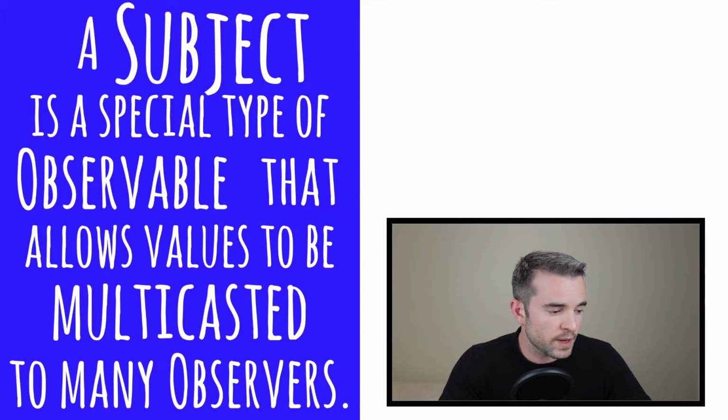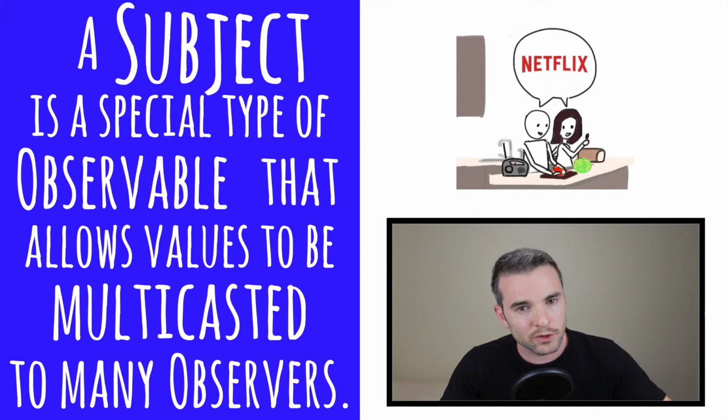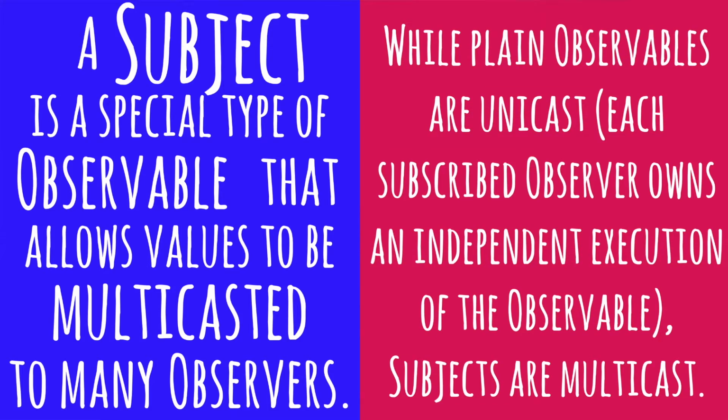Subject is another word that we can easily fit into the metaphor. According to RxJS, a subject is a special type of observable that allows values to be multicasted to many observers. So the radio is like a subject because you can have one radio with multiple people listening to it. Contrastingly, if there were multiple people each listening to their own radio, this would not be a subject. Rather, this would be like a plain observable, since each subscriber owns an independent execution of the observable.